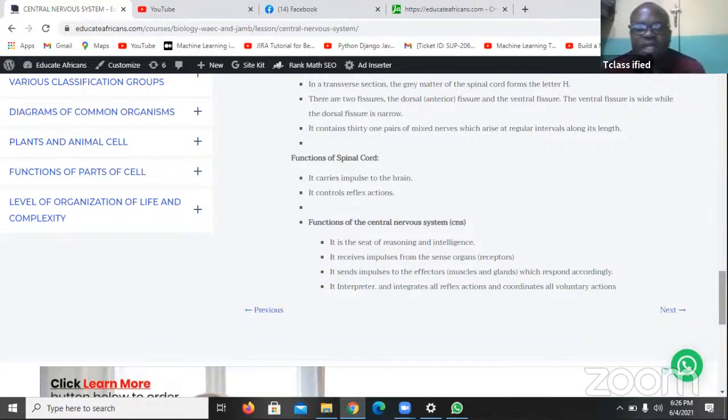Now it sends impulse to the effectors, which are the muscles and the glands, which respond accordingly. So in order for your body to respond, after the brain must have interpreted what the impulse is, it will now send it to the effectors. Effectors are simply your muscle and your gland. Your glands help secrete the type of hormones that help you respond, whereas your muscle helps you to withdraw your hand and respond effectively. Now, the central nervous system also handles voluntary action. So, interpreter, like I said, the brain is able to interpret all these things, and you know the brain is a major part of the central nervous system.